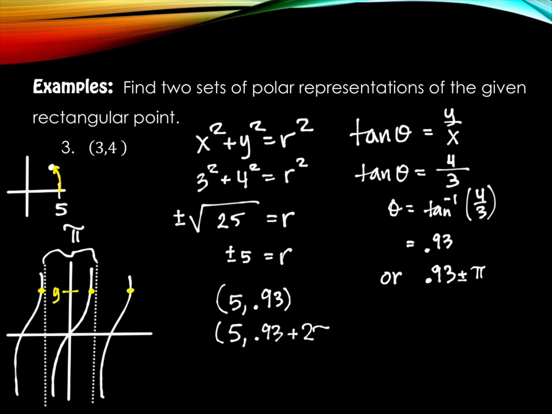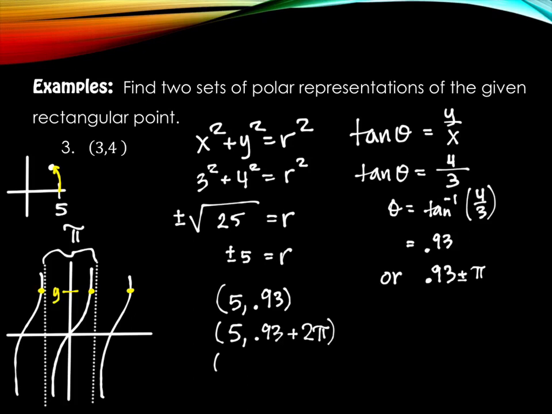That would just spin me all the way around the circle, and I'd be right back where I am. So we could add 2 pi, we could add 4 pi, we could add 6 pi, we could subtract 2 pi, we could subtract 4 pi, we could subtract 6 pi, all with the number 5 at the beginning and land right back where we are. Okay? So these are 2 options.